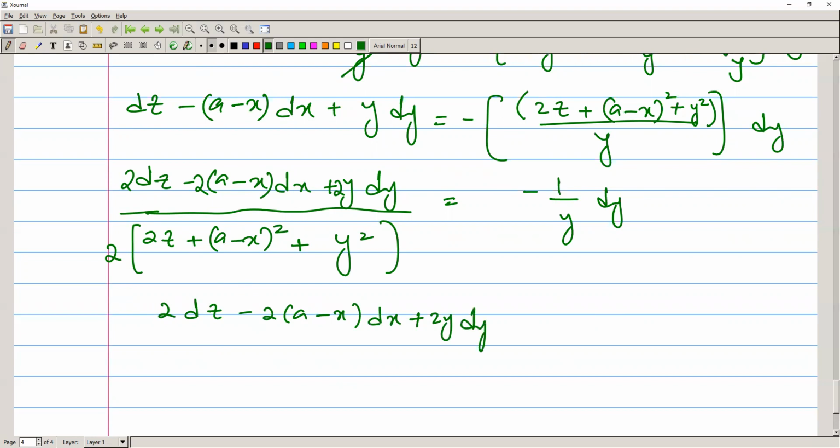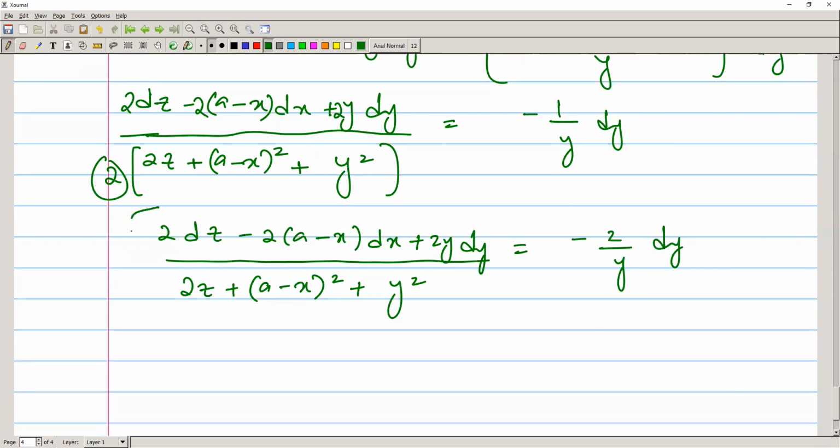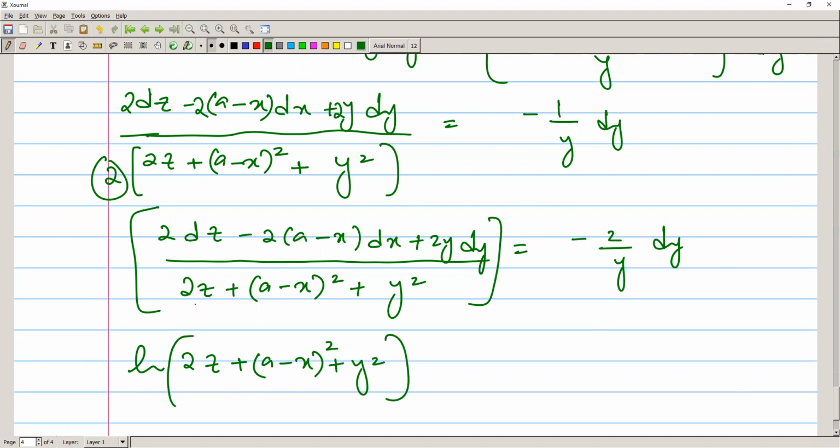So now I will conclude this: 2z plus a minus x squared plus y squared, and I will shift this 2 to the right hand side, so it will be negative 2 over y dy. So now this is a perfect total differential equation. So I can take the natural log of this, 2z plus a minus x whole squared. I will repeat this again, that this whole numerator is the derivative of the denominator.